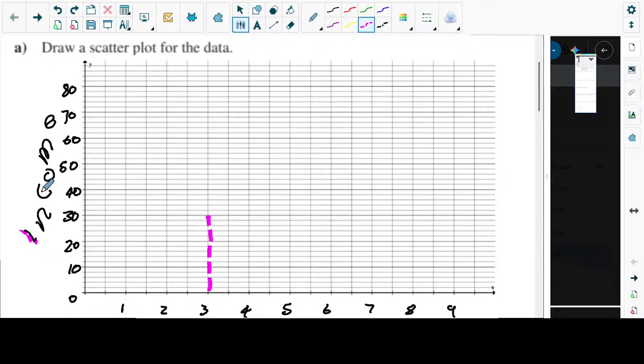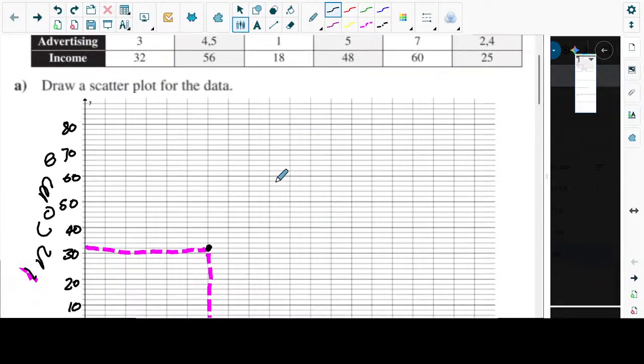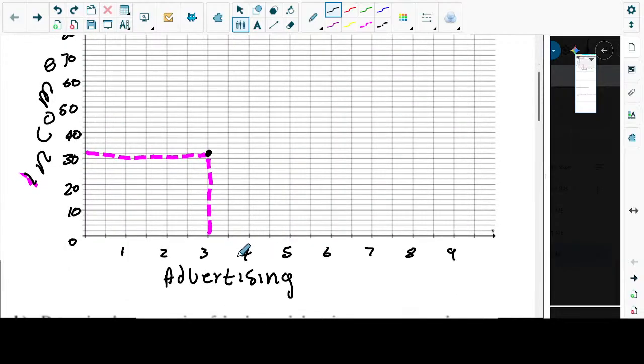Okay, next one. Where 3 meets with 32, that's here. And then we have the next one. The next one is 4.5 goes with 56. Check 4.5. Remember it's in between 4 and 5. So then this one is 4.5, using the lines. 4.5 goes with 56.